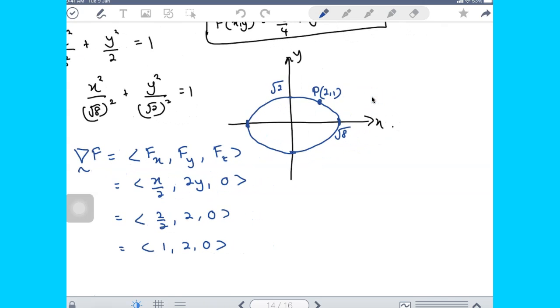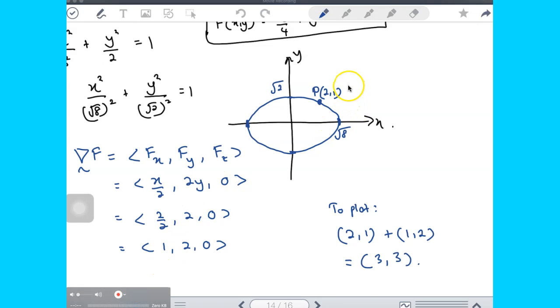Now you have to sketch the gradient f starting at (2, 1). So you have to find the point. To plot, it should be in point form, not vector form. So it's starting at (2, 1) plus the (1, 2) that you obtained here. So your new point for the gradient f is (3, 3). Okay, so you have to plot the point (3, 3).